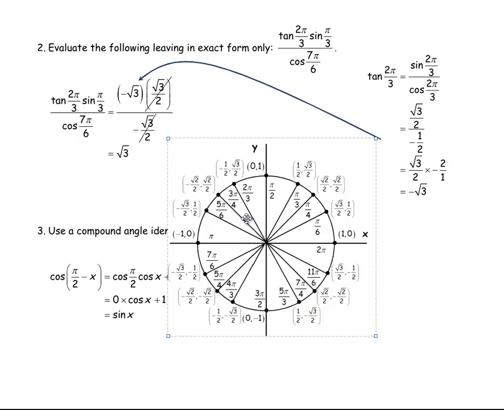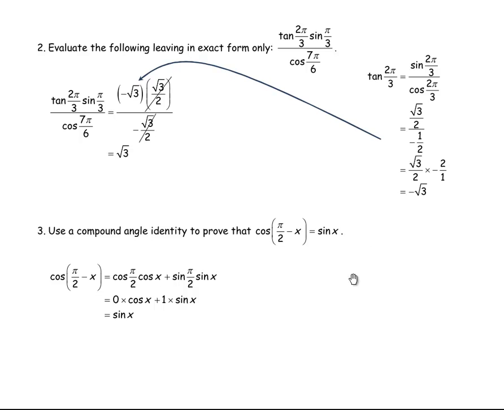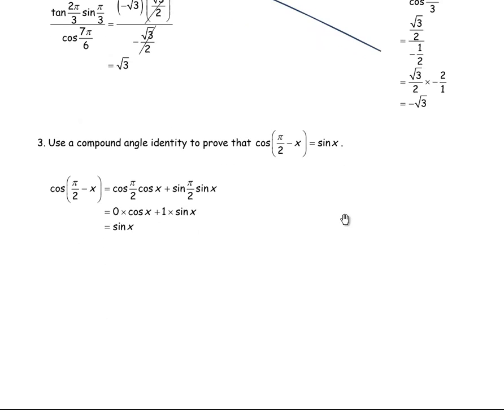So let's get rid of the unit circle again here. In number 3, it says to use a compound angle identity to prove that cosine of pi over 2 minus x is equal to sine x. And we need a trig identity for this.